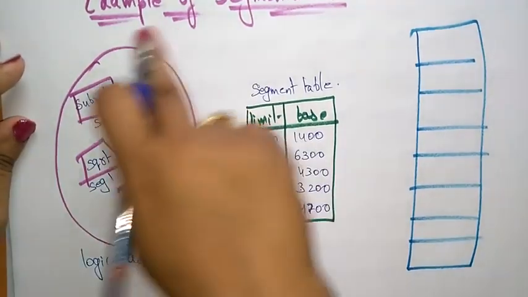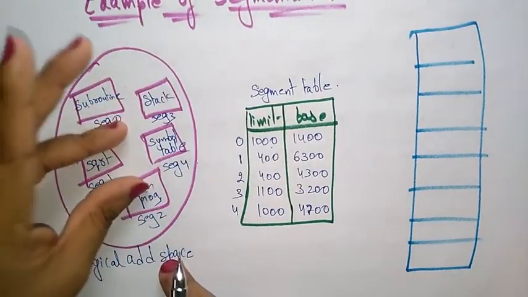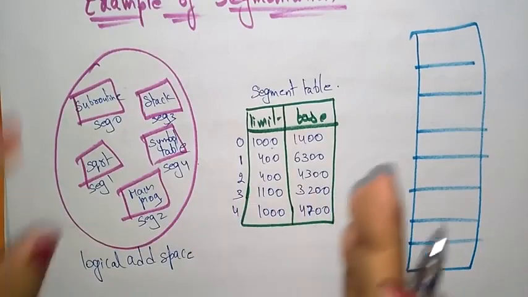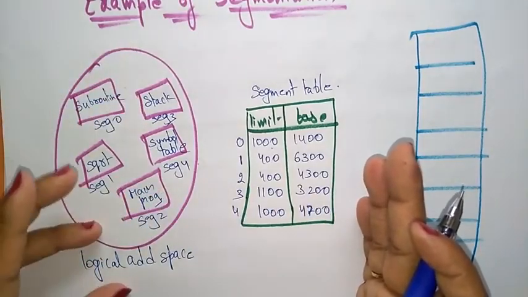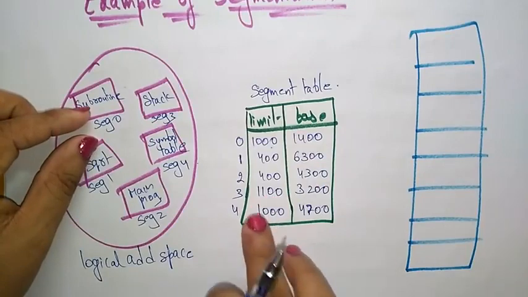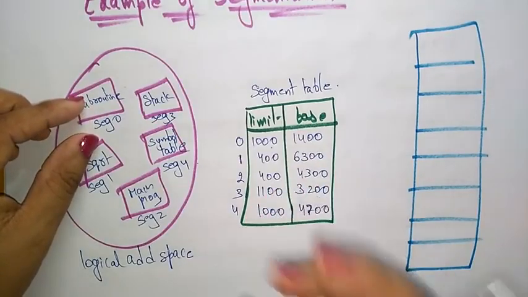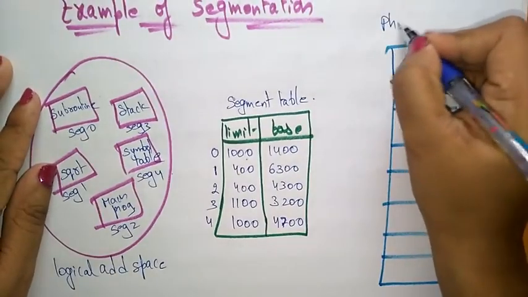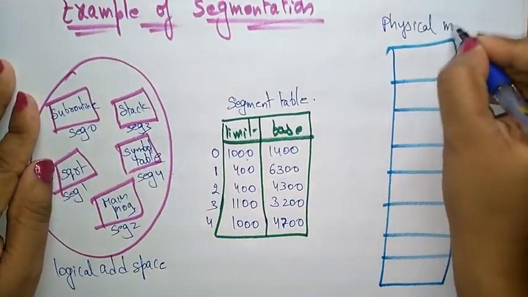This complete user program is divided into a set of segments. Whatever program I have written will be divided into a set of segments that will be stored in the logical address space. Each segment has some length, meaning its size, and the starting address of that segment. Now let us come to the physical memory and see how it is stored there.